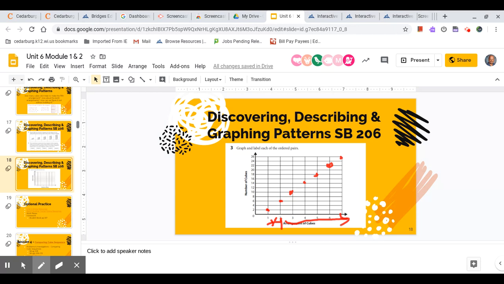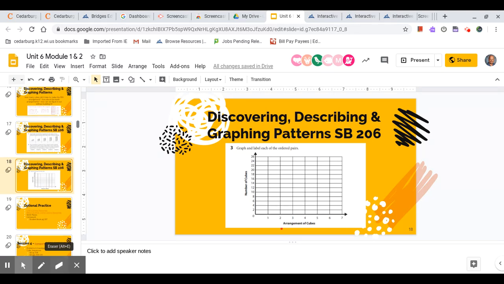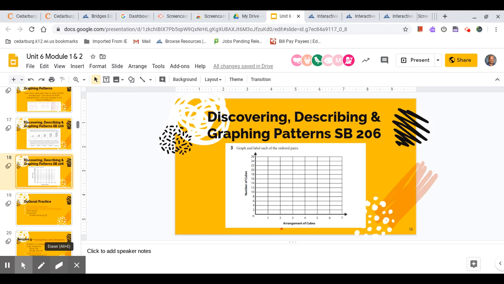So that is the end of our first discovering and describing graphing patterns. Good job today. What we want to do now is take a look at what the remaining assignment is today.